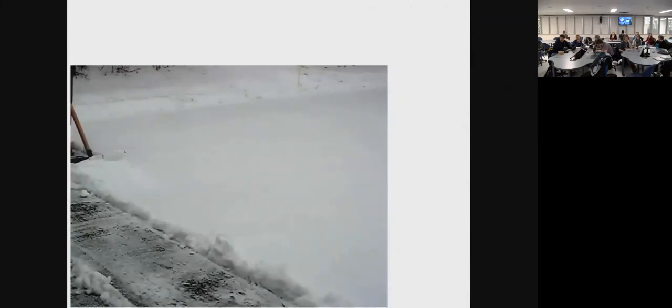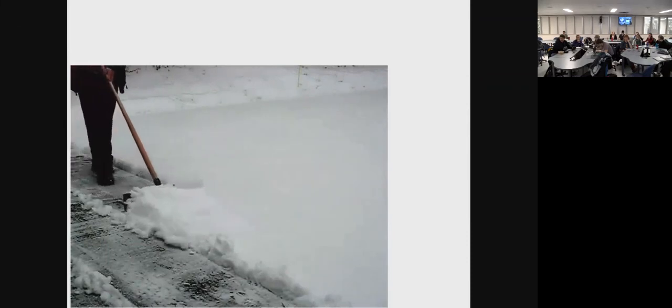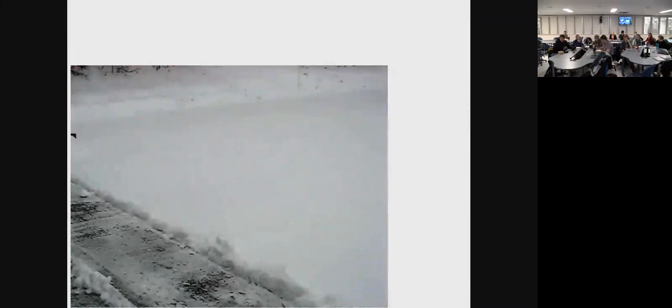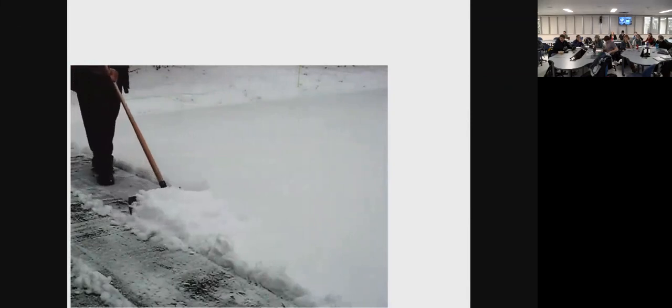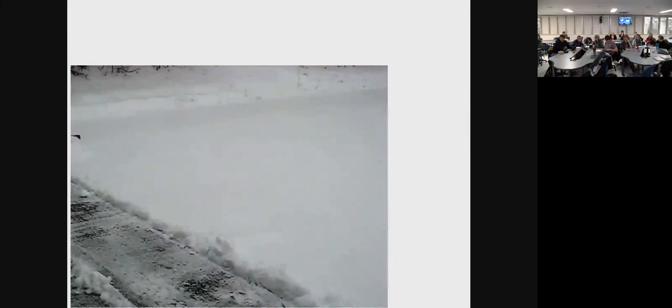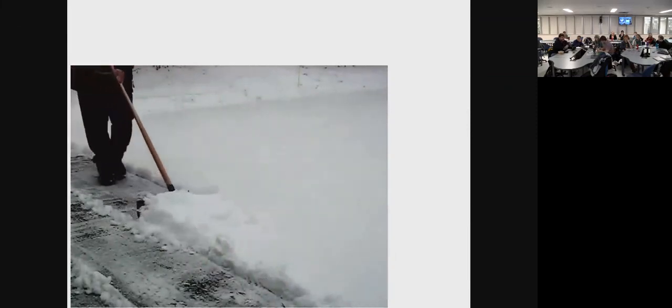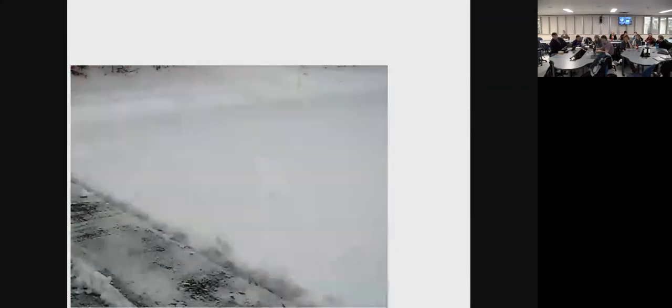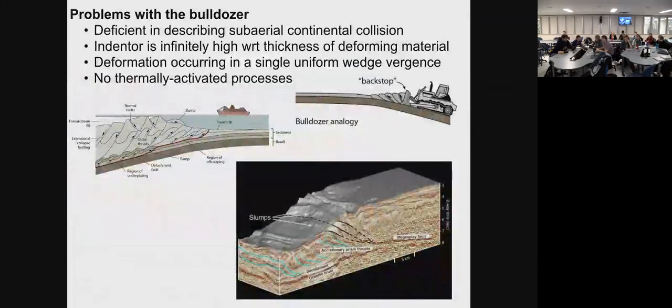Here's our critical taper model. This is an accretionary prism formation, as I push this on. This is snow, by the way. And as you can see, deformation propagates toward the foreland due to the motion of the shovel. Now, before we talk about the problems here, let's talk about the beauty of this model.